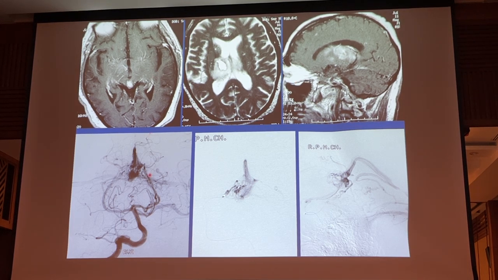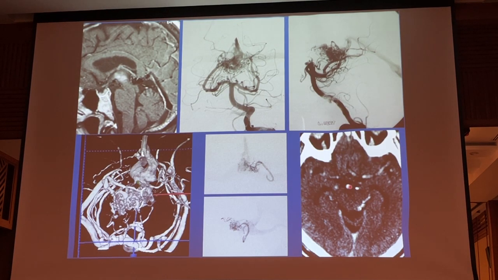Another example is an AVM of the tectum. You can see the selective injection goes around the brainstem and supplies the superior and inferior colliculus, and this arteriovenous malformation is coming from the medial posterior choroidal artery.